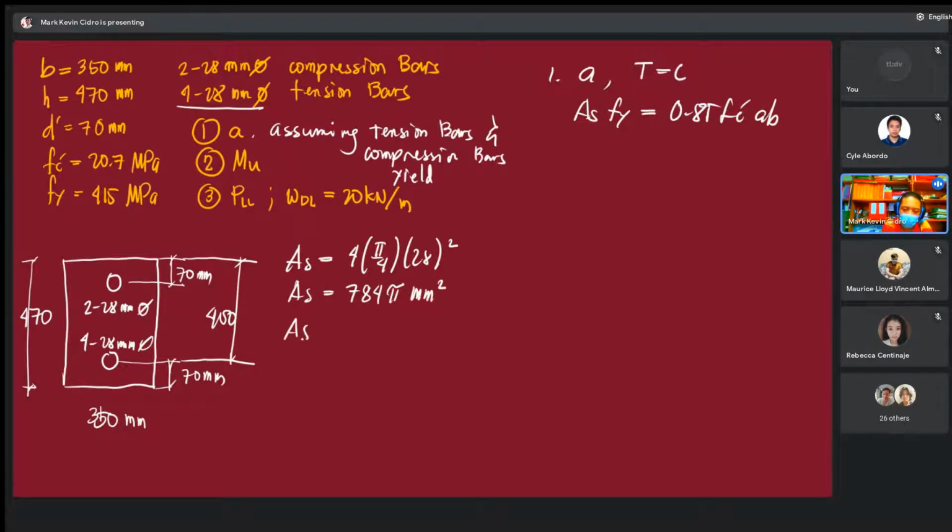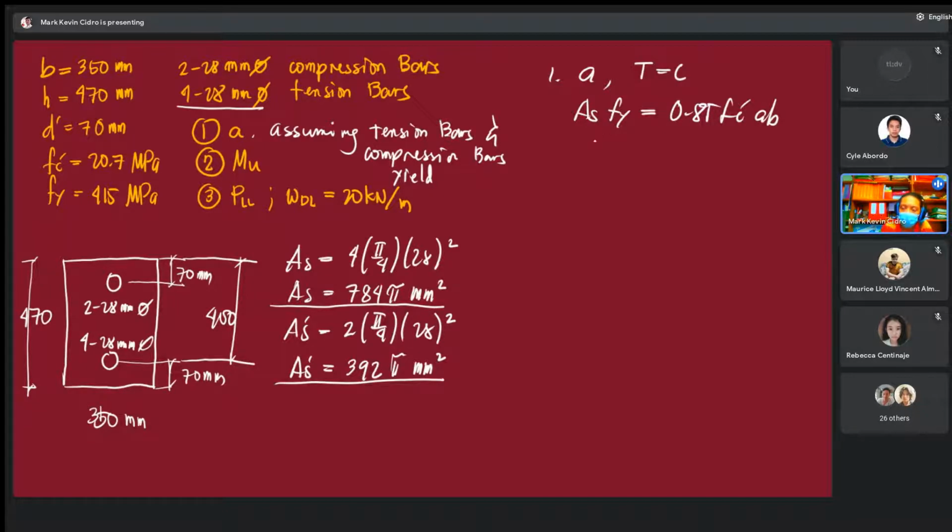How about As prime? We have As prime here to denote compression. Whenever there is a prime, it is compression. The compression bars here are two: 2 times pi over 4 times 28 squared. That is half of As, so 392 pi mm squared. Now you have the values for As and As prime.